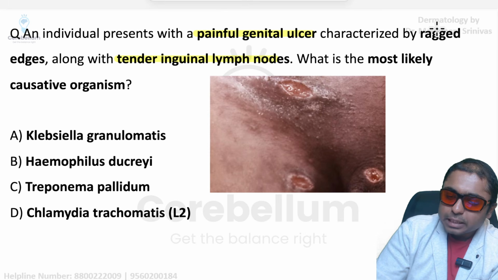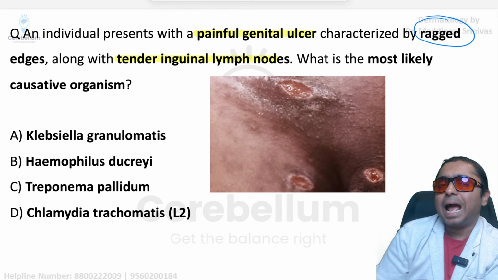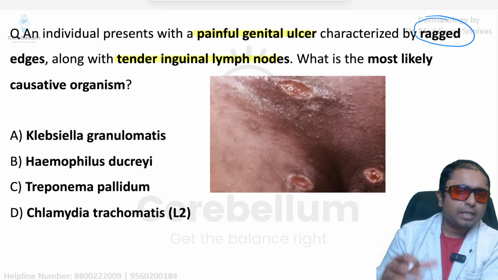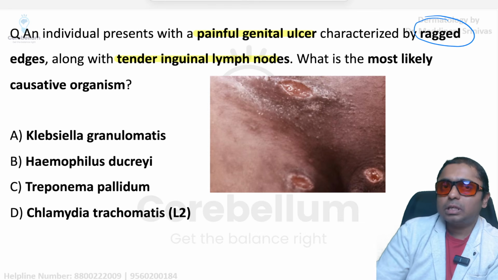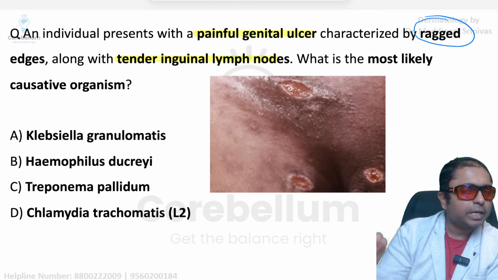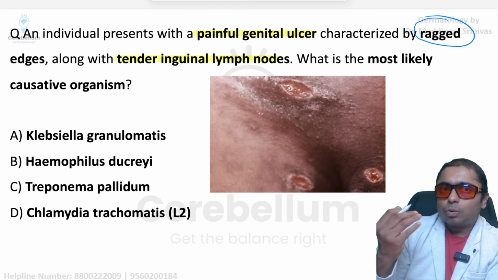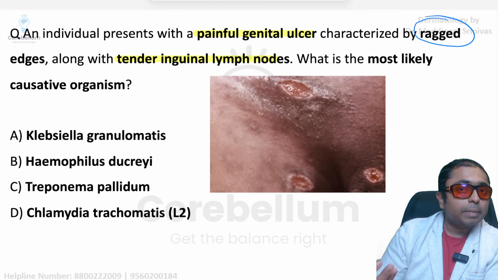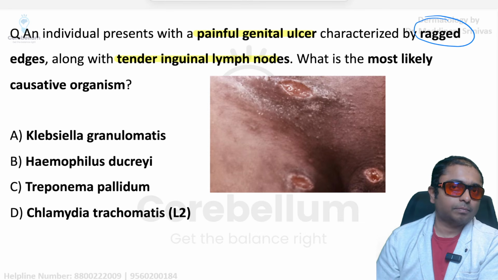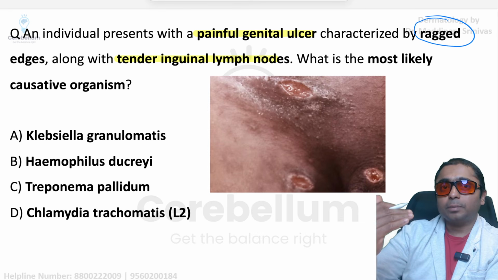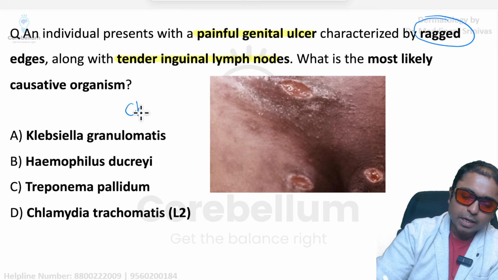So here it is mentioned that the ulcer is having ragged edges. So this is characteristic, and also it could be mentioned undermined edges. So we are not sure about this. Please put in the comments what was actually given in the question. So in either case, ragged edges or undermined edges, it is very characteristic of chancroid. So that is step number 1, coming to the diagnosis, which is chancroid.